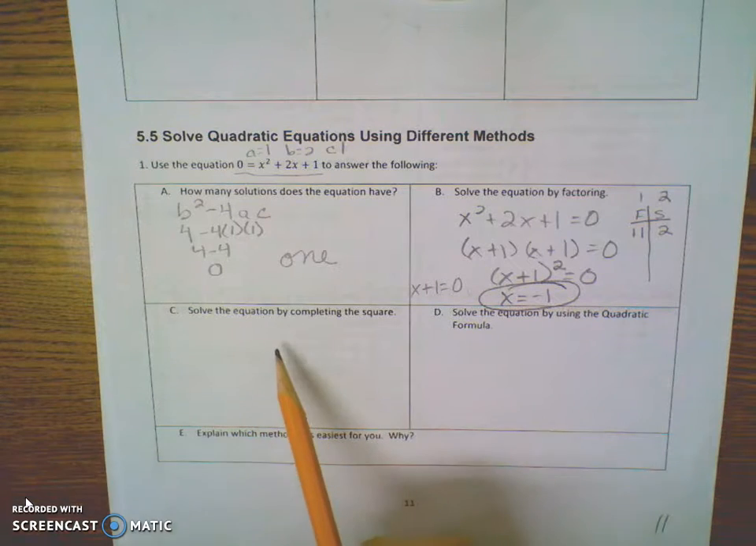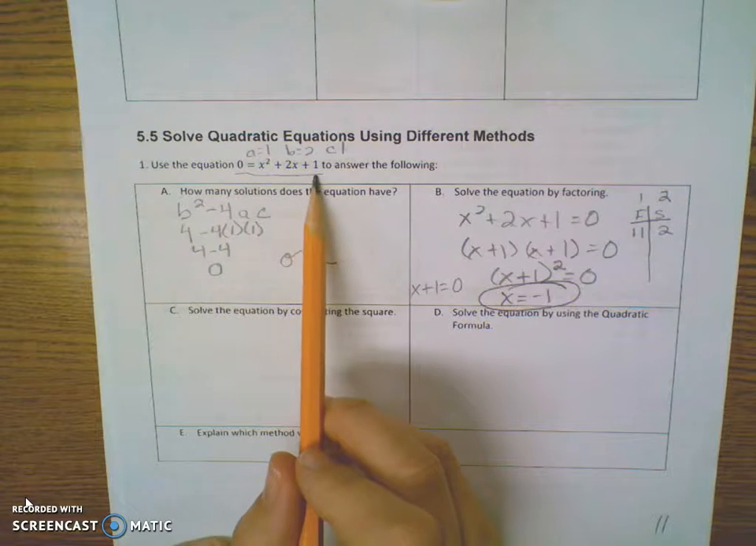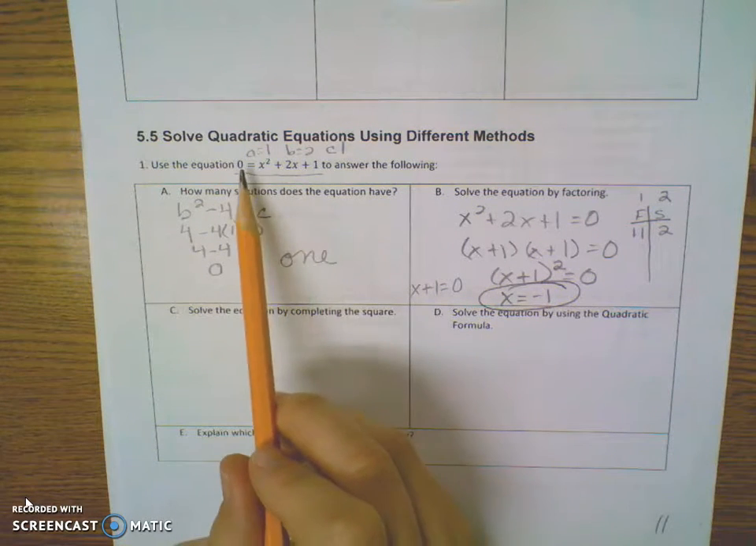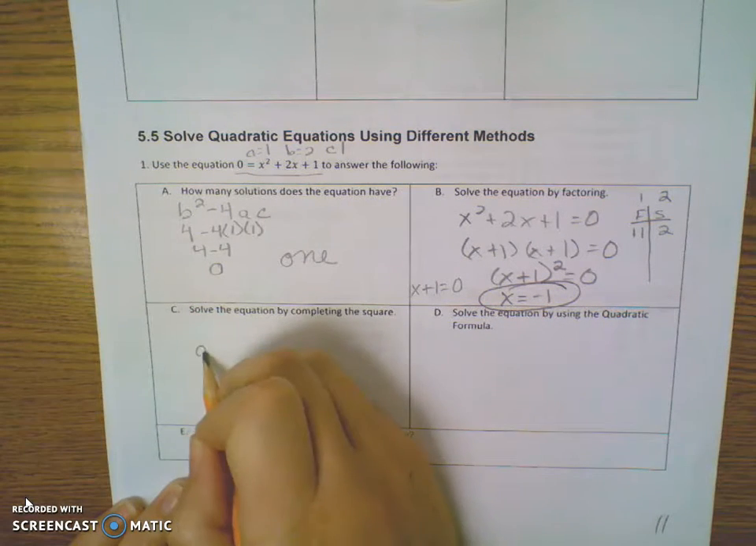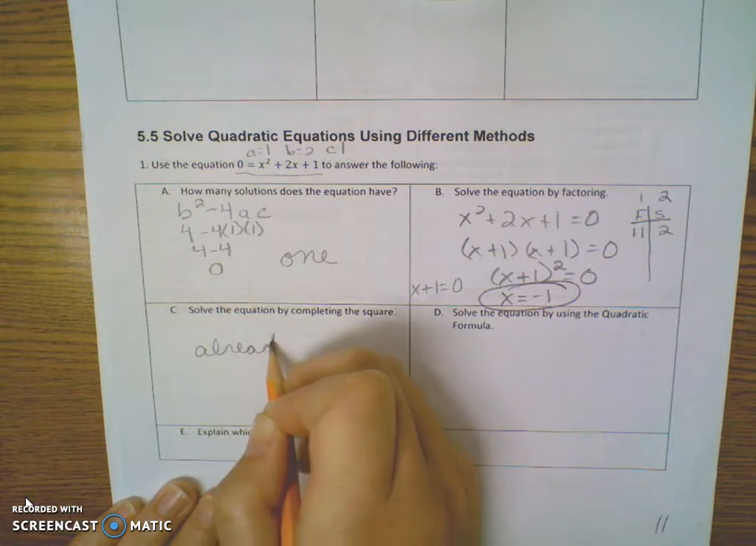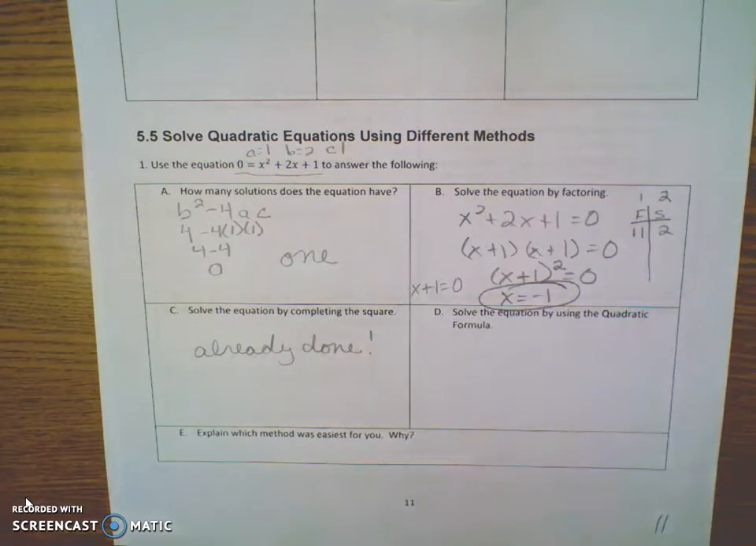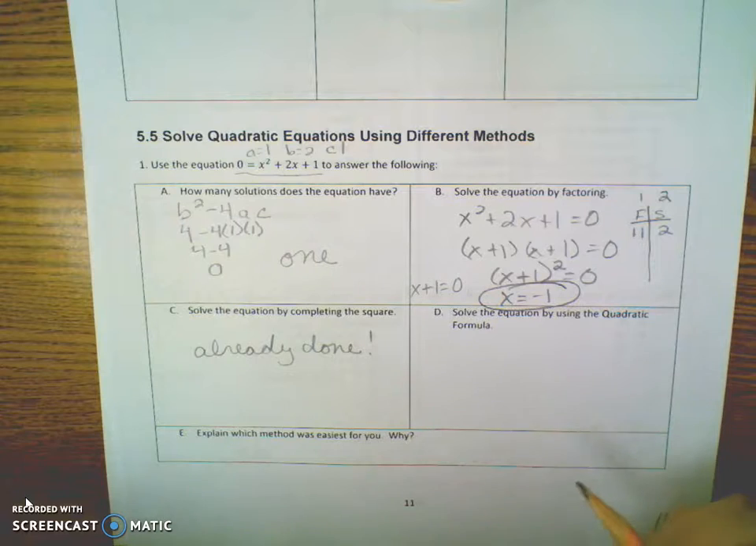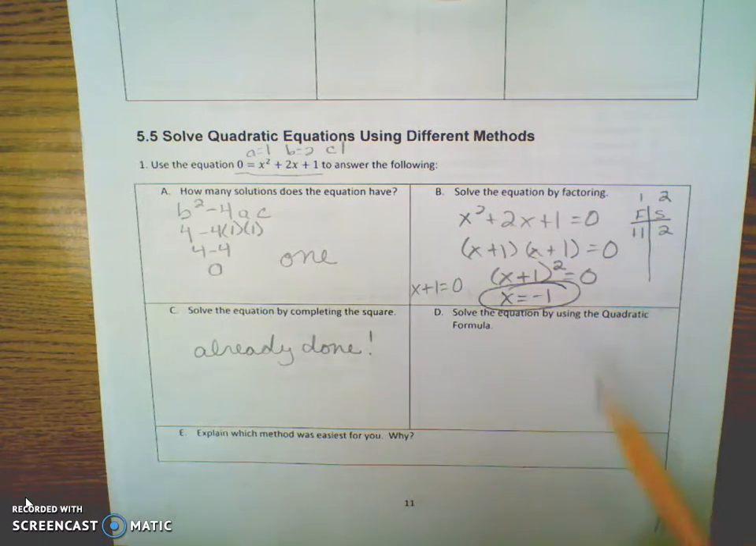Okay, for this one, completing the square, it's already done for you. This is already a perfect square trinomial, which we can see from the factoring. So I'm just going to put that this one is already done. But this is an anomaly. The majority of the time, completing the square is going to look different than factoring.